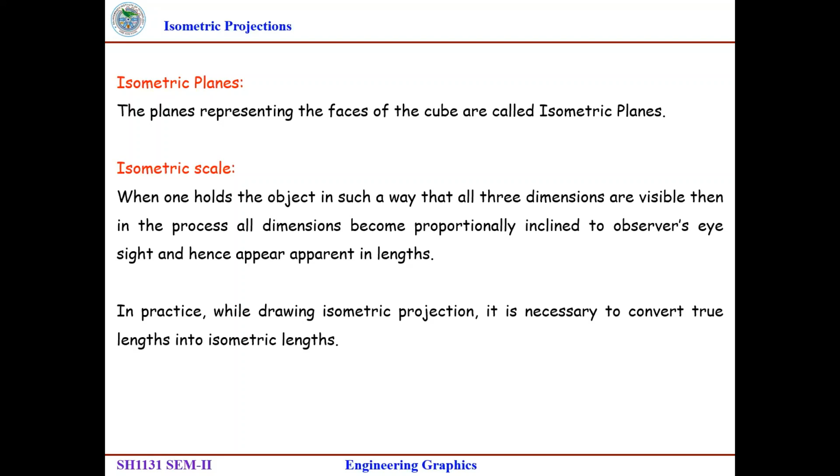When it is true length, that line should be parallel to that particular plane where the view is going to appear. And if that line is not parallel to that plane and the observer is not looking from the front, then it is difficult to find the actual length of that particular object, and whatever is observed on the plane would be an apparent view. Getting? So in practice, while drawing isometric projection, it is necessary to convert true lengths into isometric lengths, but we are not going to consider that part.